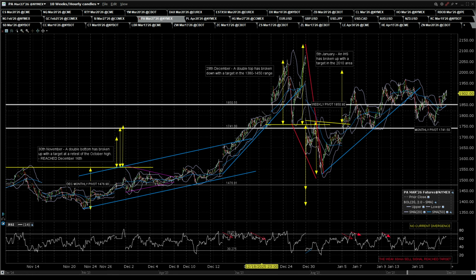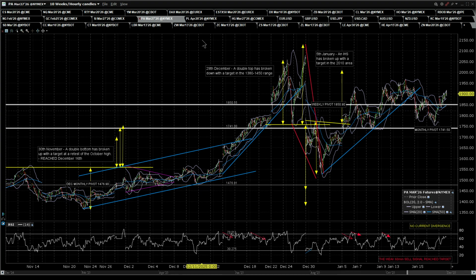Palladium. Palladium's got an open target up here in the 2010 area. So I'd like to see that target made, and it looks as though it's coming around for another try. Something I was saying on the Bigger Picture webinar last night was that we've got a whole load of negative divergence across the metals. All of them, pretty much.